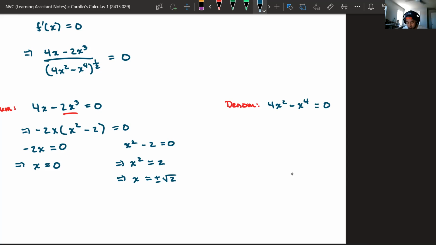So now factoring this, again, I see my leading term, which is negative x to the 4th. I want that to be positive, so I'm going to start by factoring out a negative. Then both terms have a common factor of x squared. So now we'll be left with negative x squared times x squared minus 4 is equal to 0. Now we have negative x squared is equal to 0, so we get x is equal to 0.